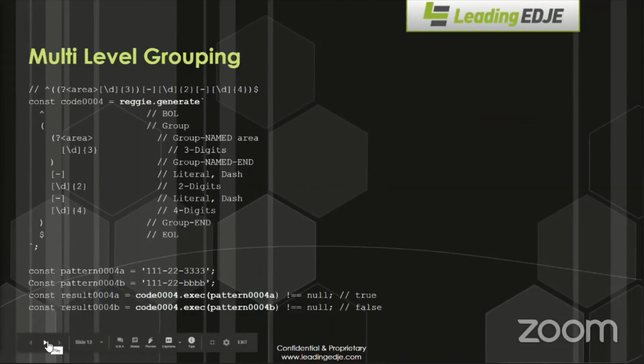Okay, we've got a beginning line, end line. We've got a group. There we go. We've got a named group. It's named area. We've got the end of the named group. I broke that up, separated there. 3 digits. We've got a literal dash in there twice. We've got a 2-digit space in there. We've got a 4-digit space in there. This becomes much easier to figure out what's going on. It's a much simpler pattern to then understand.